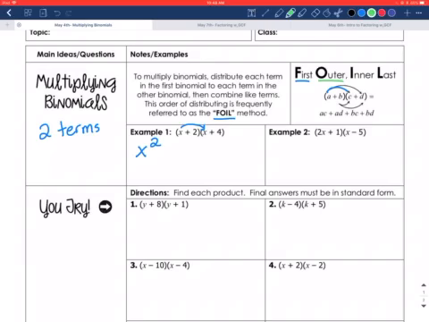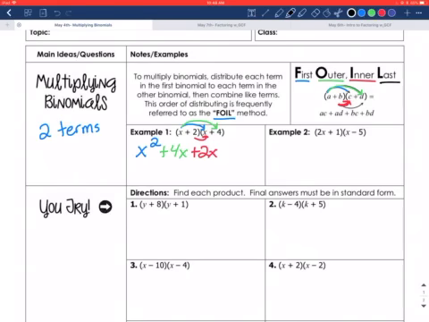Then we're going to do the outer ones, which would be a and d, the two outer ones, which will be x and 4, and that will give us plus 4x. All right, and then we do the inner ones. That inner right there will just be b and c, the ones that are closest to each other, 2 and x. So that will be plus 2x.